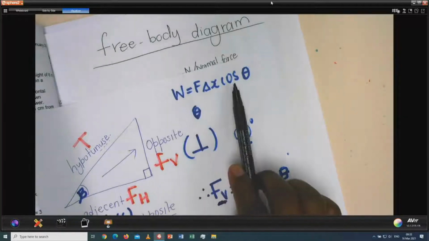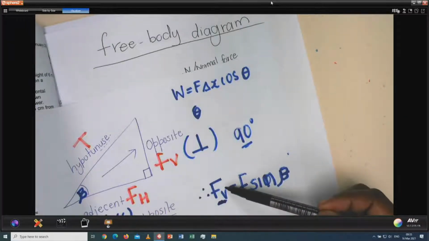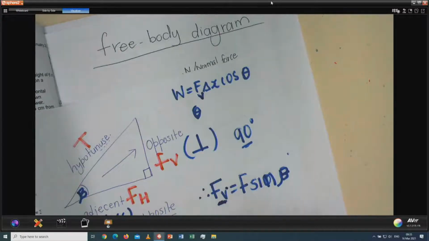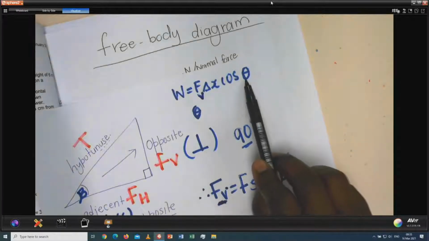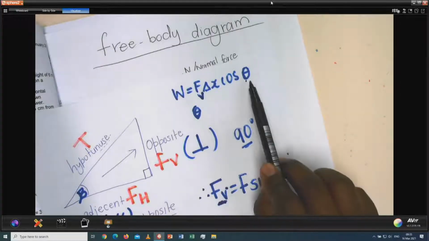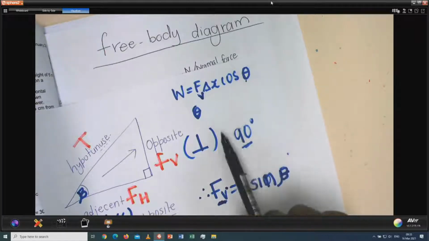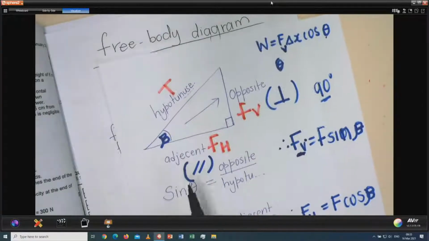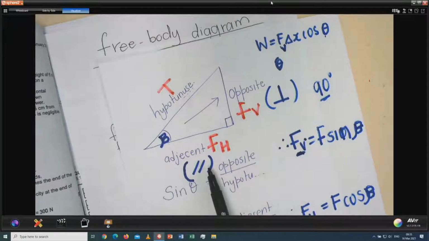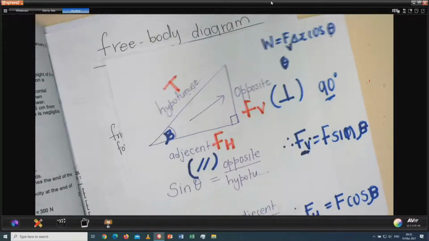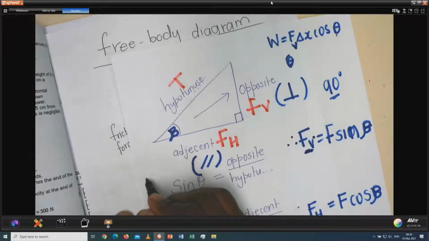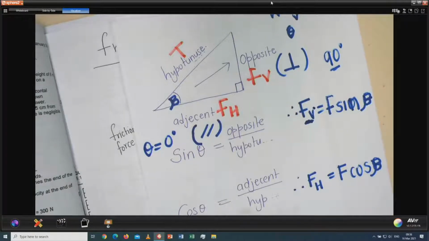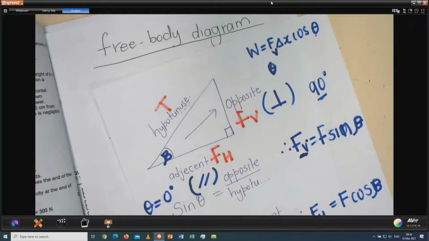Work done by the vertical component is in which direction? 90 degrees to the motion. So the amount of work done by this force will be 0, which leaves us with the horizontal component. Now the horizontal component is parallel. Therefore, if it is parallel, that means theta in our formula, excuse my writing, it's all over the place now.